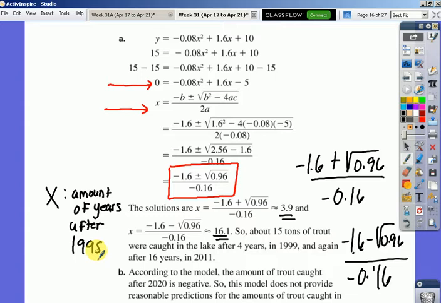Part B is a little trickier. It says according to the model, the amount of trout caught after 2020 is negative. So what they're saying here is that if you continue with the amount of years, because of the nature of our graph, you're going to end up with negative Y values, which we don't want. Well, we can't catch negative trout, right? So in this case, the model will not hold for future years. They tested a few, and then in 2020 it turns out to be negative. But you could kind of get that from the nature of the graph.